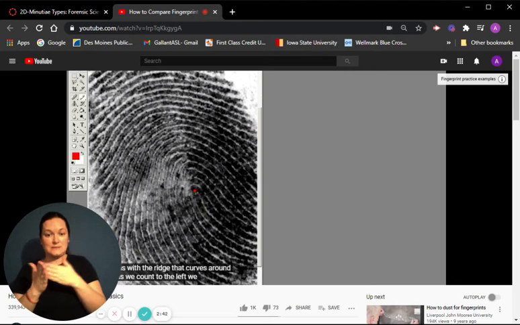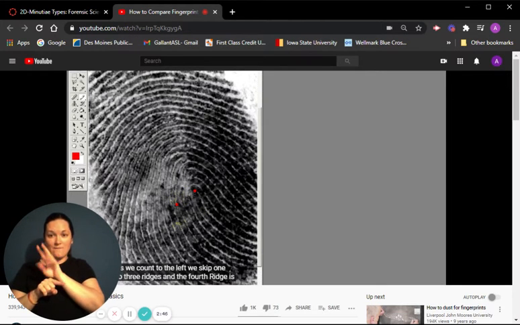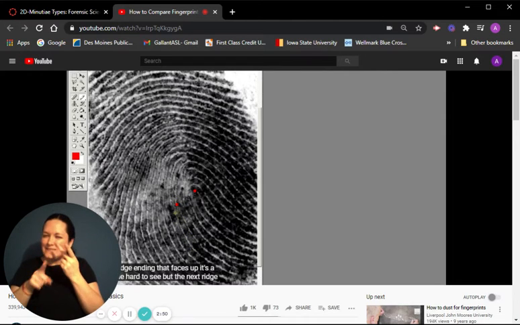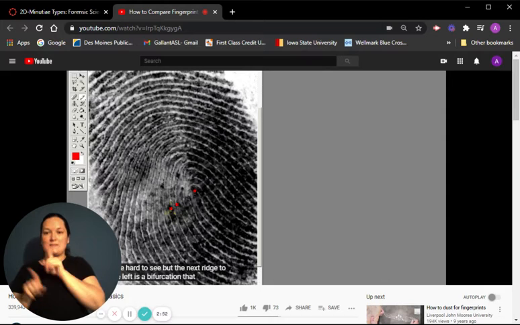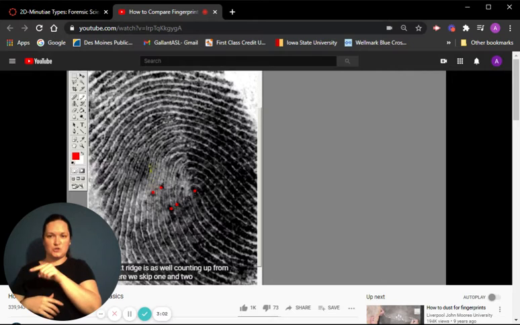As we count to the left, we skip 1, 2, 3 ridges, and the fourth ridge is a ridge ending that faces up. It's a little hard to see, but the next ridge to the left is a bifurcation that faces upwards. The next ridge to the left is a bifurcation that faces downwards, and the next ridge is as well. Counting out from there, we skip 1 and 2 ridges.